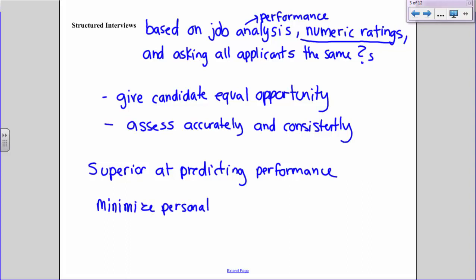So I could do a whole lecture on the biases that happen in interviews, but I'm not going to. But basically just realize that by standardizing that interaction between interviewers and candidates, you're really removing a lot of the personal bias that can happen.